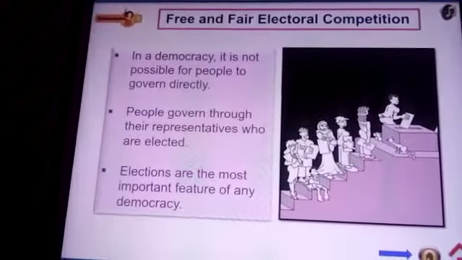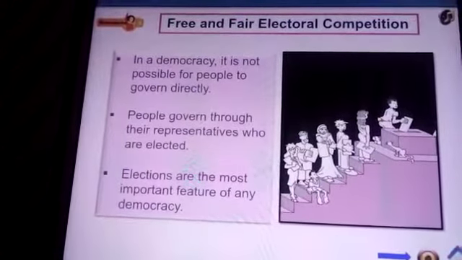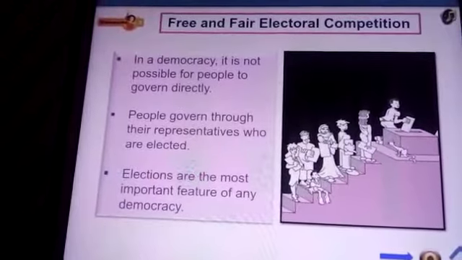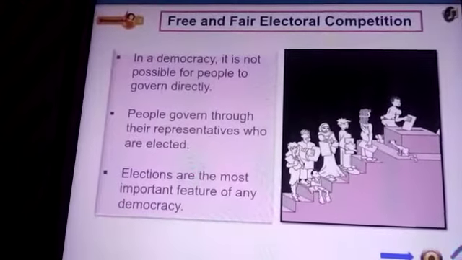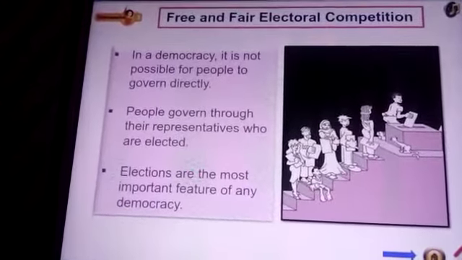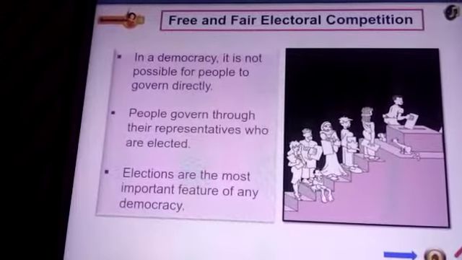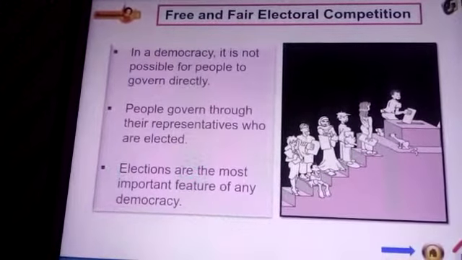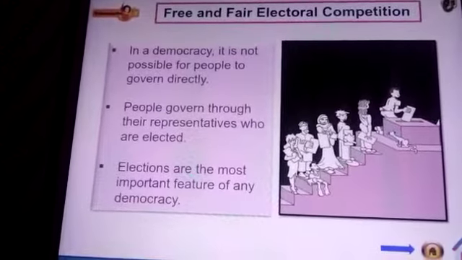Generally, in a democracy, it is not possible for all the people to govern directly. Instead, they govern through their representatives whom they elect. Elections are thus the most important feature of any democracy.